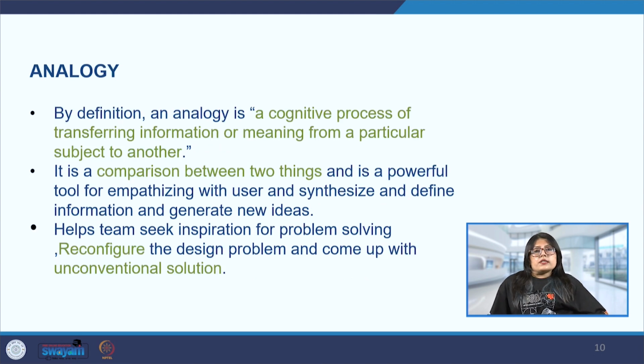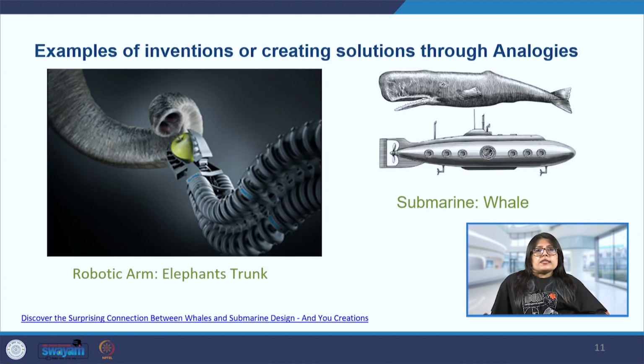So the next technique is analogy. The meaning of the term analogy is a cognitive process of transferring information or meaning from a particular subject to another. So it is a comparison between two things and is a powerful tool for empathizing with the user, and to synthesize and define information and generate new ideas. This analogy tool helps the designer team to seek inspiration for problem solving, reconfigure the design problem, and come up with unconventional solutions. So we can see a few examples here of inventions or solutions created through analogies.